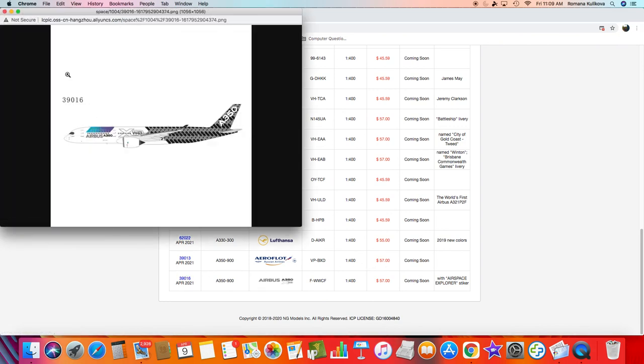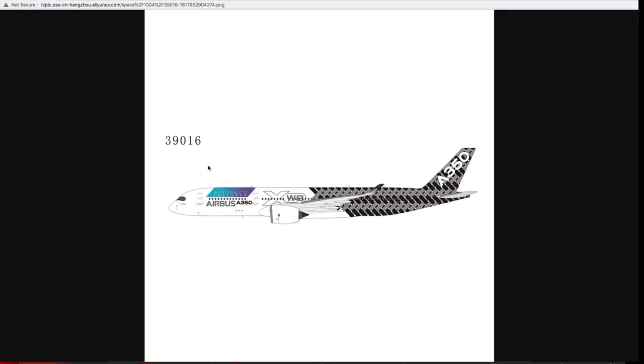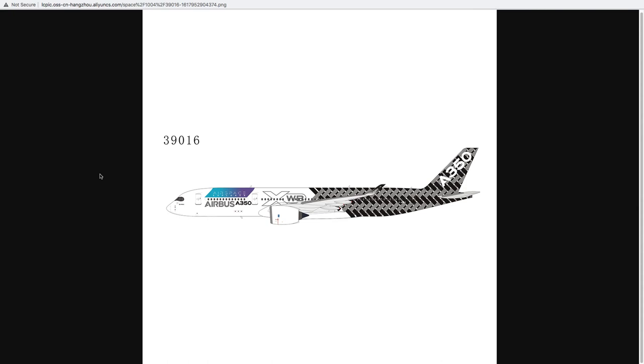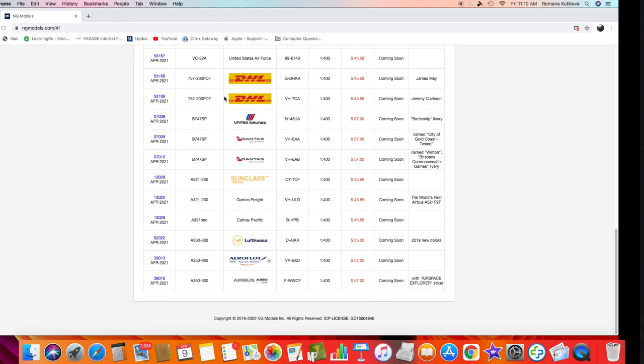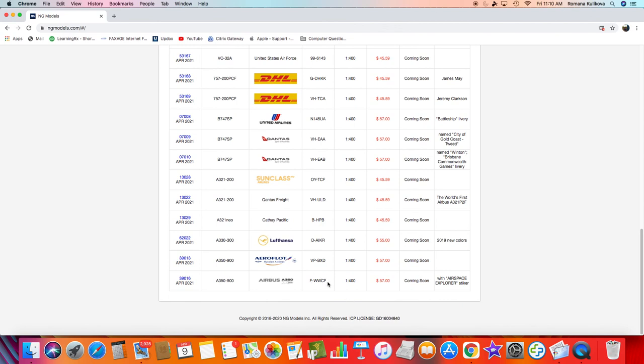Moving on to the last aircraft of this release, we have this Airbus A350. It appears to be in some sort of house livery. This looks pretty cool, man. If I was just freelance collecting, if I wasn't doing any airport, I'd probably collect this model, because this looks really, really cool. This is the Airbus A350 in the house livery. It has Aerospace Explorer up here. It says XWB, so it's obviously a 900 XWB. And you have this black and gray carbon design. It looks really cool. Yeah, that's what the aircraft looks like. Registration is Foxtrot Whiskey Whiskey Charlie Foxtrot, F-WWCF. It's 1-400 and the price is $57.